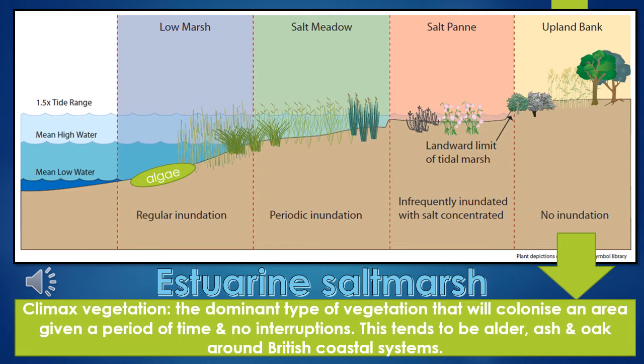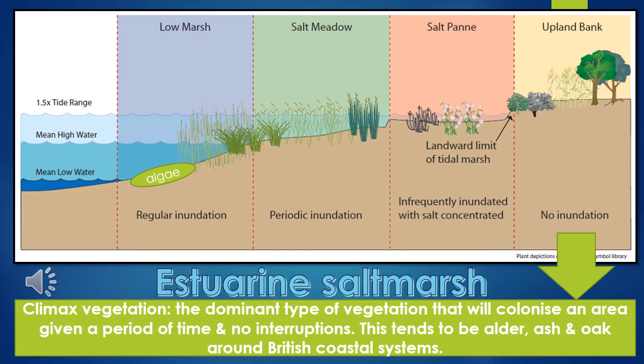Now over time, what will happen is the algae and the grasses that can survive there will mean that the water gets even slower, so there's even more deposition. And what happens, as you can see as we move to the salt meadow, is the layer of mud has actually got higher, and that is purely because of the grass trapping the water, trapping the sediment, and making the mud layer build up.